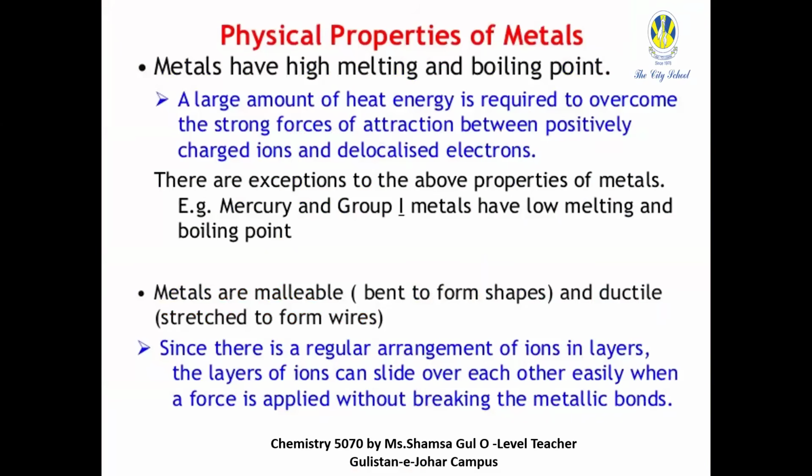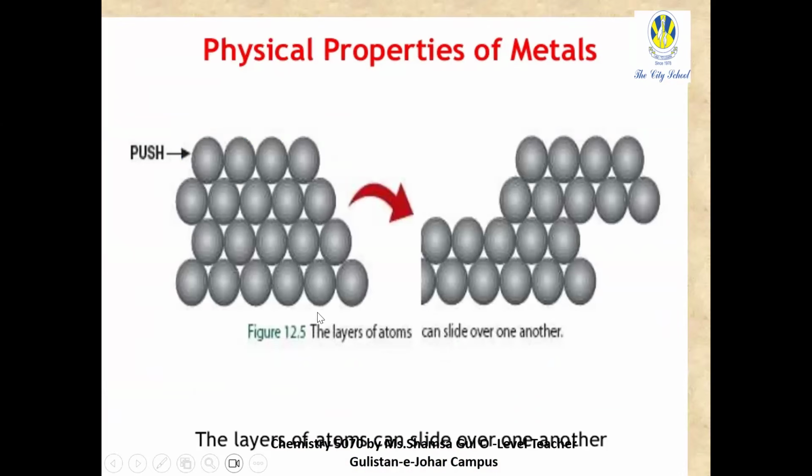Generalized, group 1 metals have low melting and boiling points, are soft, and have low density. Generally, most of the metals have high melting and boiling points due to strong electrostatic force of attraction. Metals are malleable because the layers of metal ions can slide over each other when force is applied. Metals are malleable and ductile because of the same reason.